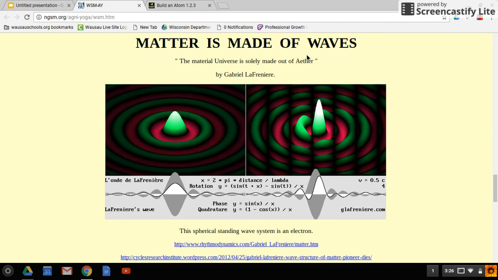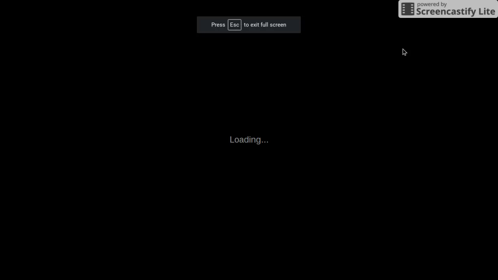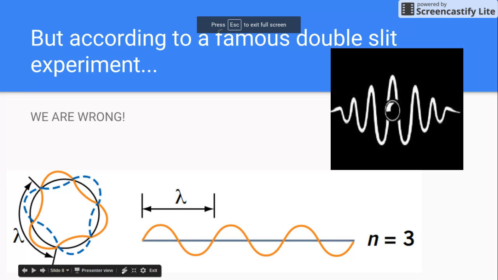Matter is made of waves. Matter is waves. Oh my goodness, that's crazy. How can matter be waves? What's going on here? That can't be true. So let's talk more about this. You can imagine if this is an atom, let's say the nucleus is in the middle, you can imagine an electron going around and around in a wave-like pattern.